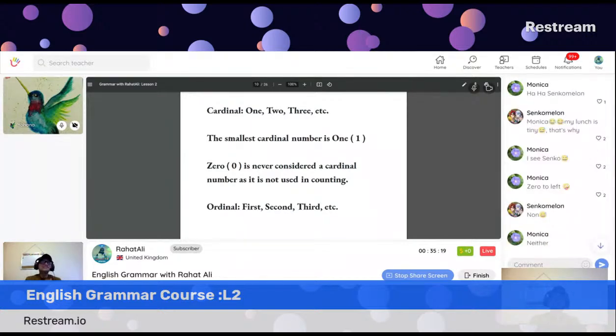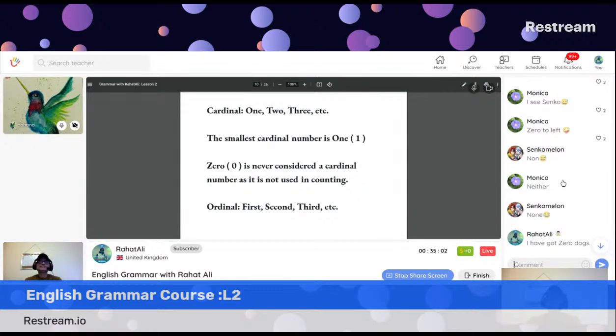Have you ever found this sentence? I have got zero dogs. That is famous. I'm writing. I have got zero dogs. I found this sentence in an article. Zero mistakes. Yes, zero mistakes.